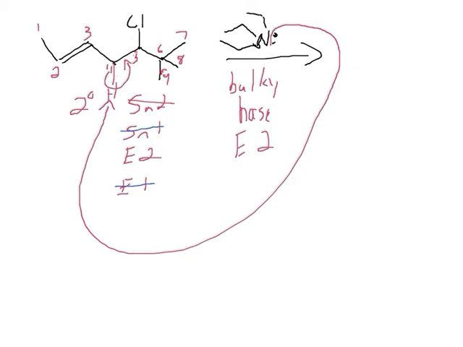There, there. And our final product, the alkene, where? Between 3 and 4. Good.